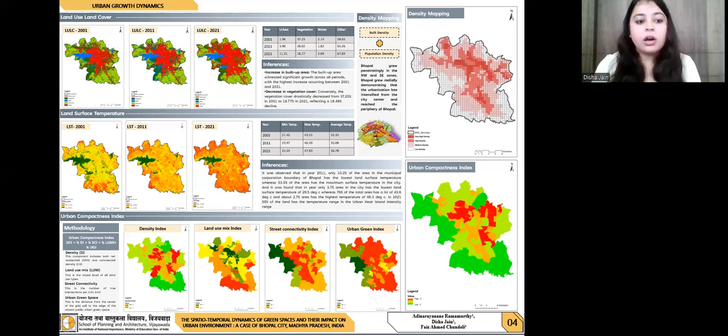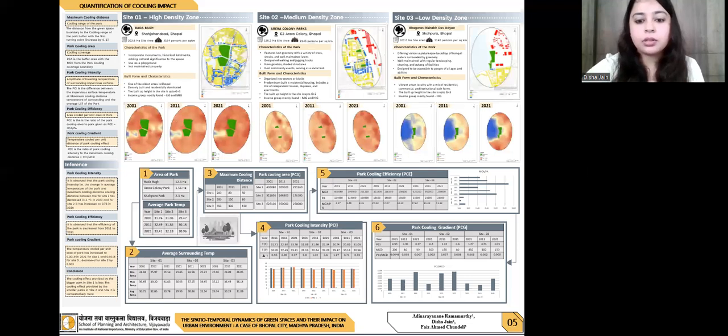And after that, we have done an urban compactness index and density mapping. Based on these two analyses, we have selected three zones based on the density, which is high density zone, medium density zone, and low density zone, for our further analysis. Now, in this part, we did a quantification of the cooling impact of the parks in different densities, that is high density zone, medium density, and low density zone.